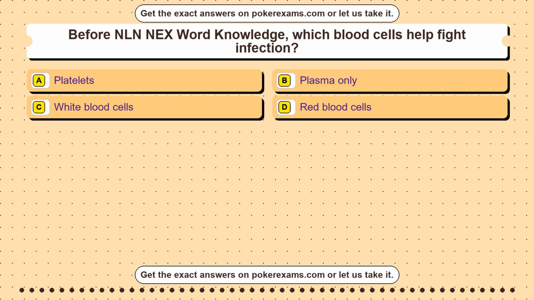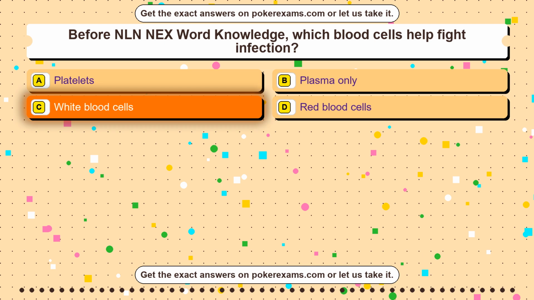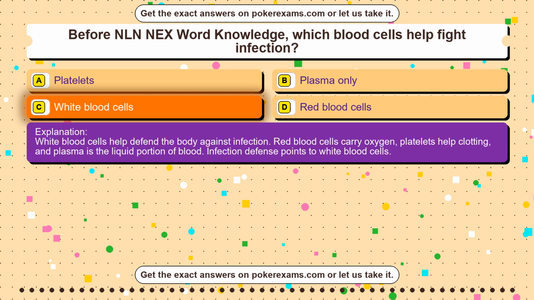Question 35. Before NLN NEX Word Knowledge, which blood cells help fight infection? Option A, platelets. Option B, plasma only. Option C, white blood cells. Option D, red blood cells. The correct answer is option C, white blood cells. White blood cells help defend the body against infection. Red blood cells carry oxygen, platelets help clotting, and plasma is the liquid portion of blood. Infection defense points to white blood cells.